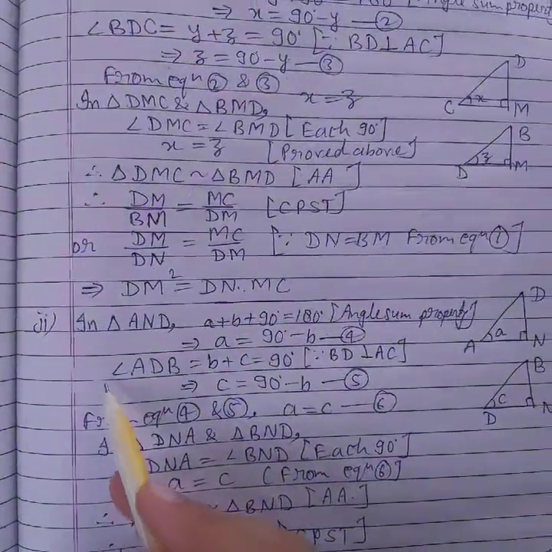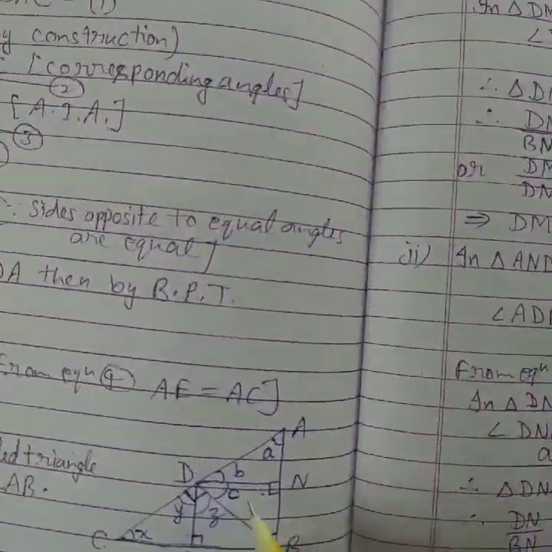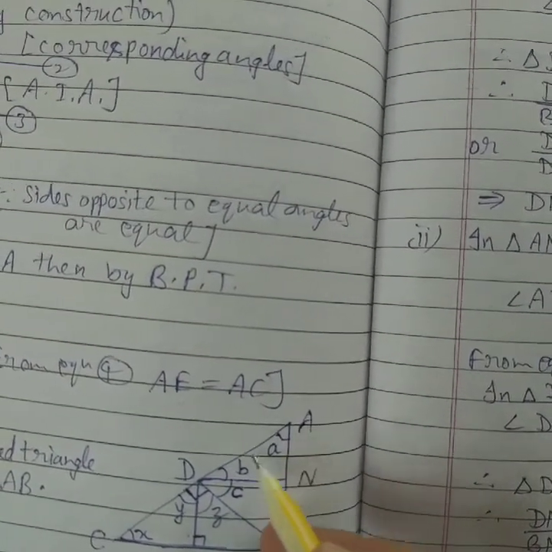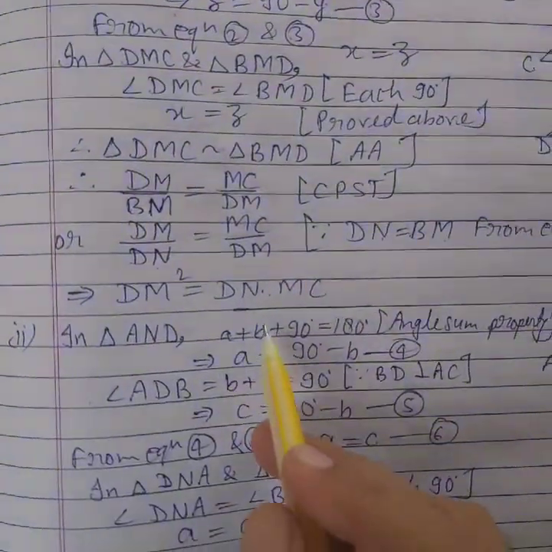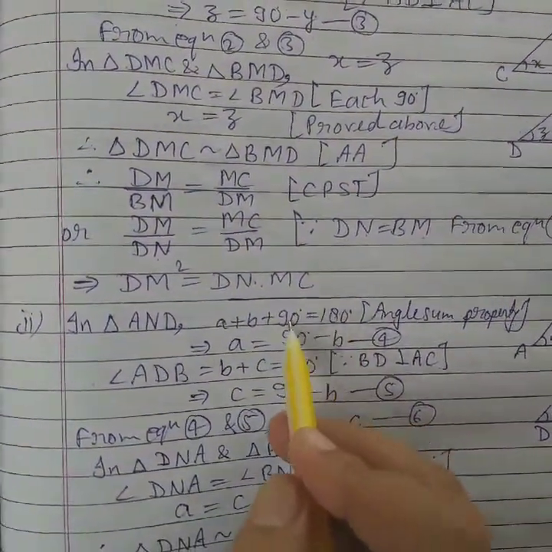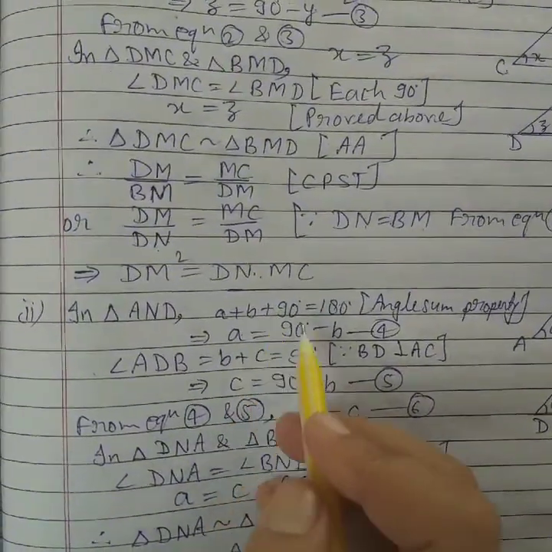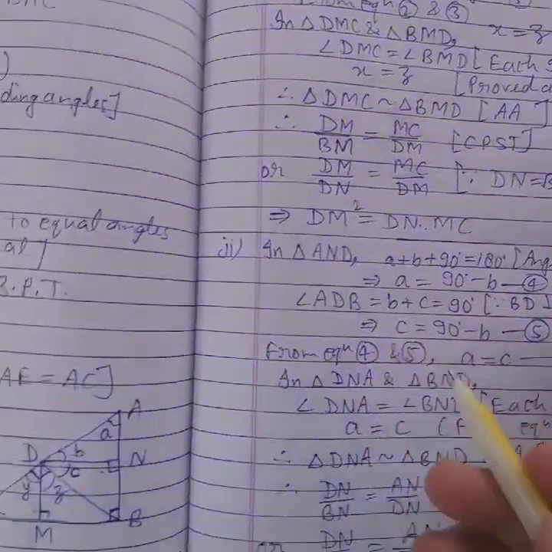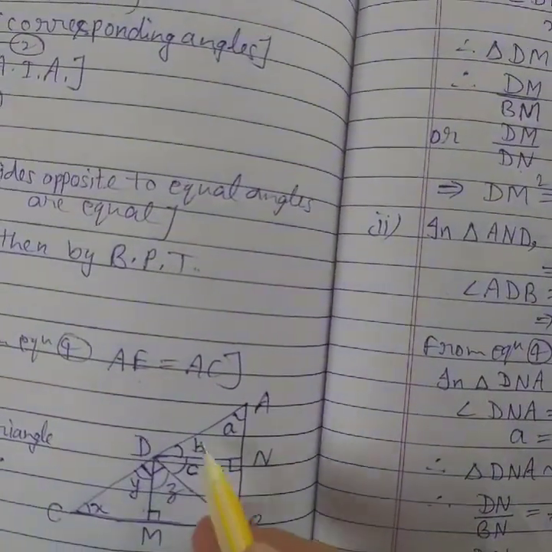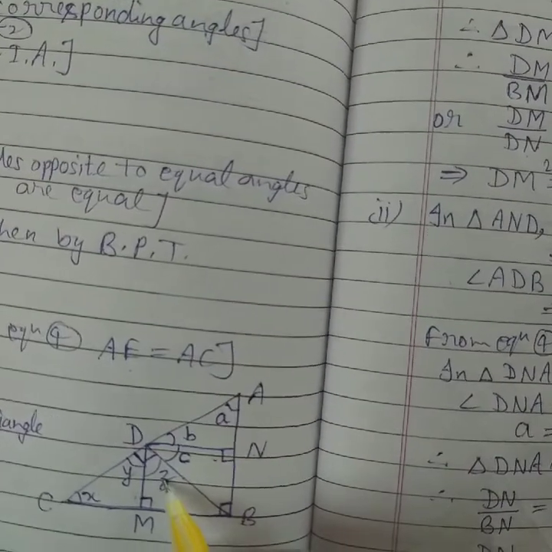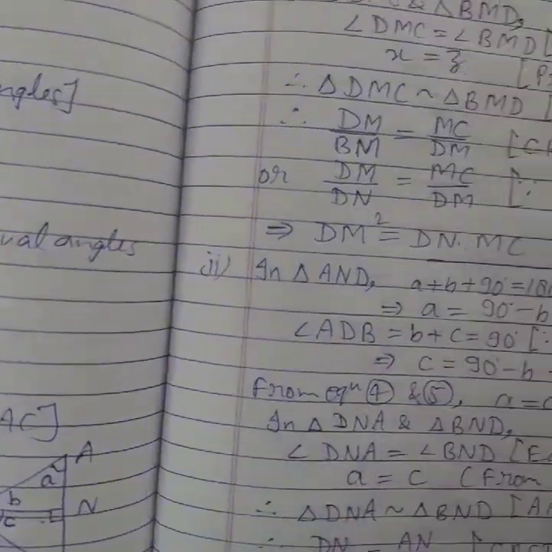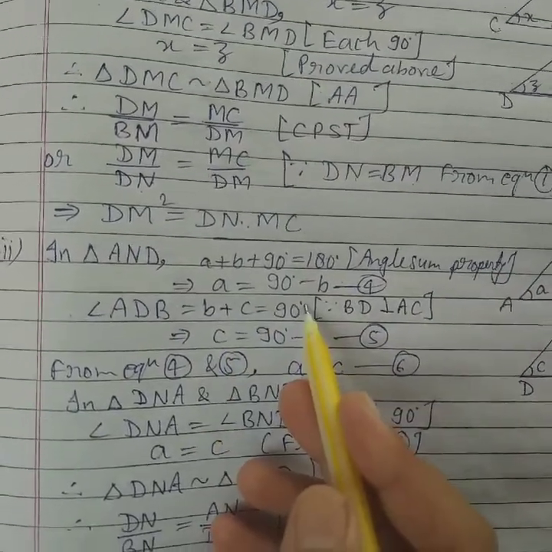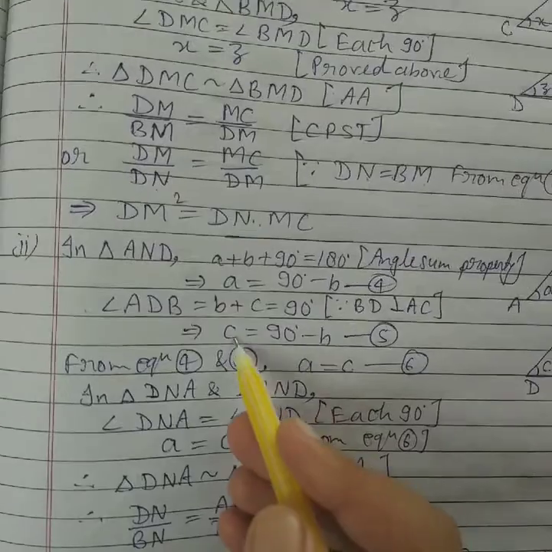Now for second part, in triangle A and D, here we assume this angle A and this one B, and this is 90 degrees, so this sum is 180 degrees. So A plus B plus 90 equals 180, then A plus B equals 90. Now we separate A, so that is 90 minus B. Now angle ADB equals B plus C. Here this one angle ADB, and this is B plus C, and it is also equal to 90 degrees because BD is perpendicular on AC. Clear? So this is 90 degrees. Now here we separate C, so B will be subtracted. Now we will get C equals 90 minus B.